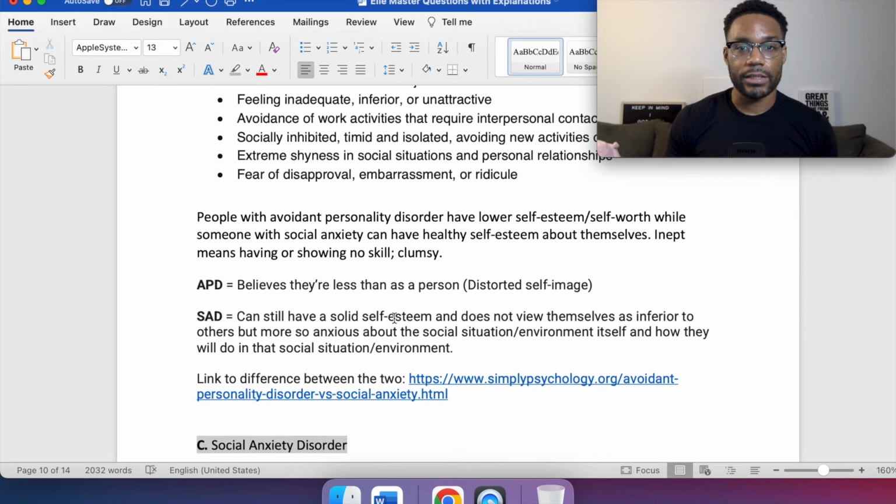But again, when it comes to avoidant personality disorder, we really want to look for that distorted self-image, how that person really views themselves. Are they really harsh on themselves, viewing themselves as less than? Whereas with social anxiety disorder, they're more so focused on the social situation as a whole and how other people are going to respond to them. They can mirror each other, but how that person views themselves and how critical and judgmental they're being towards themselves, that's more so leading to avoidant personality disorder.